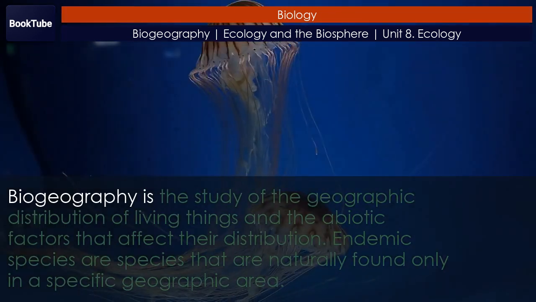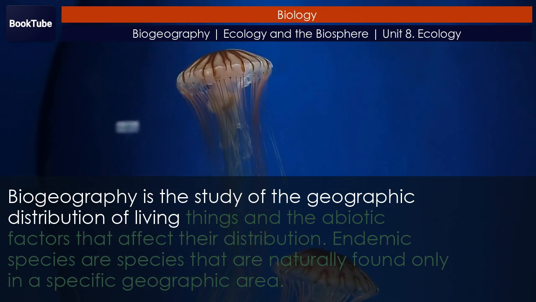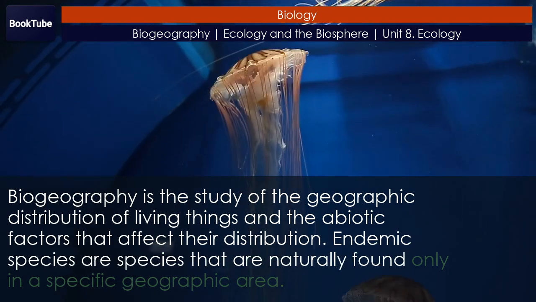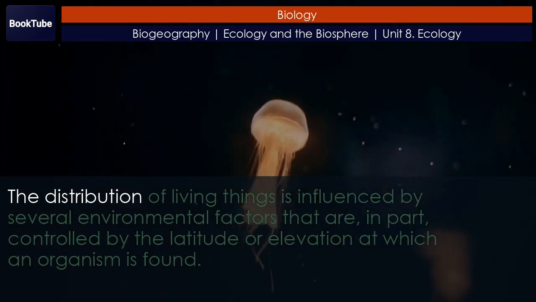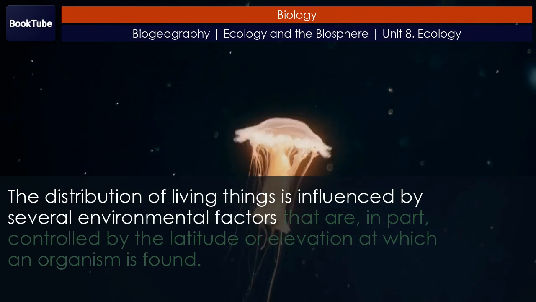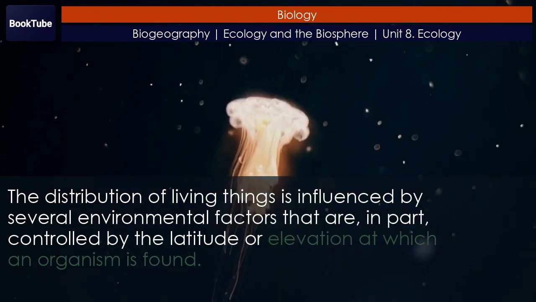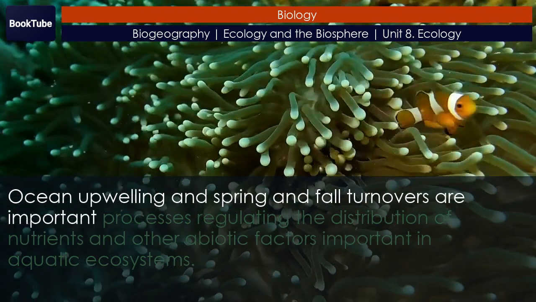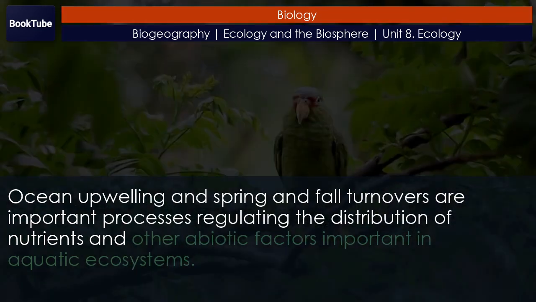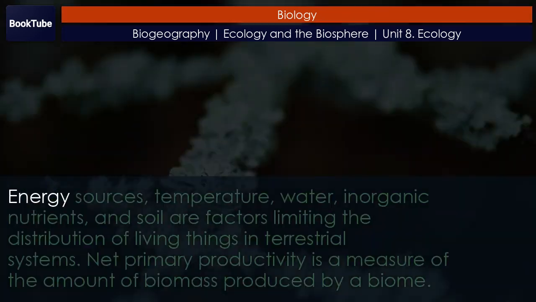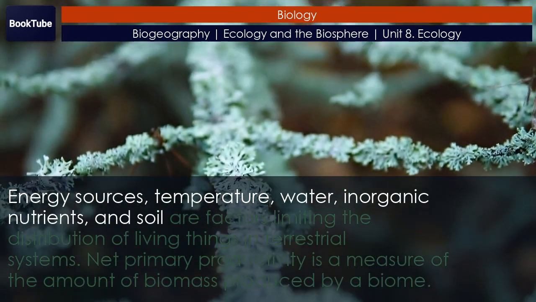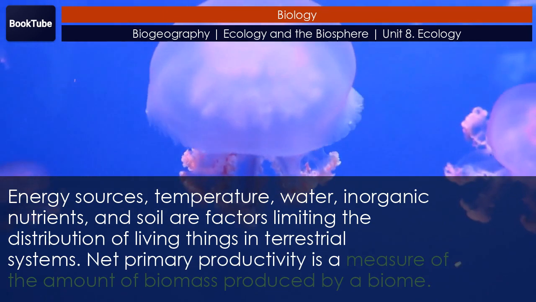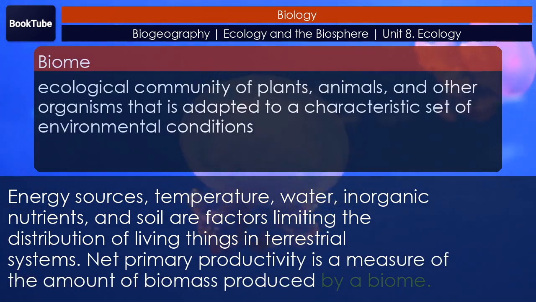Section Summary. Biogeography is the study of the geographic distribution of living things and the abiotic factors that affect their distribution. Endemic species are species that are naturally found only in a specific geographic area. The distribution of living things is influenced by several environmental factors that are, in part, controlled by the latitude or elevation at which an organism is found. Ocean upwelling and spring and fall turnovers are important processes regulating the distribution of nutrients and other abiotic factors important in aquatic ecosystems. Energy sources, temperature, water, inorganic nutrients, and soil are factors limiting the distribution of living things in terrestrial systems. Net primary productivity is a measure of the amount of biomass produced by a biome.